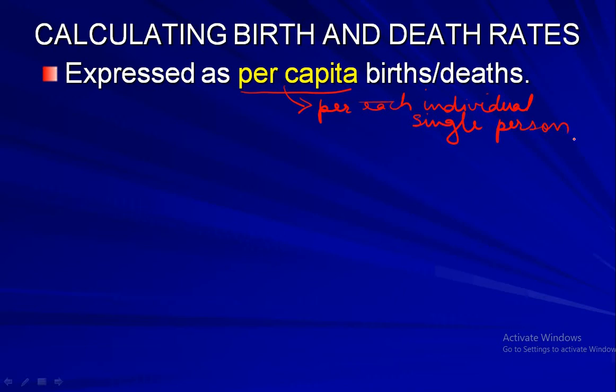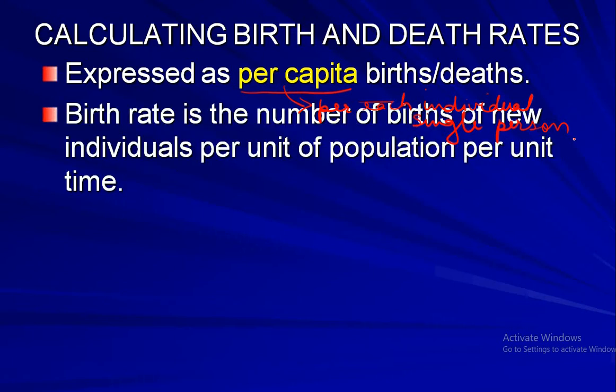Okay. Now, birth rate is the number of births of new individuals per unit of population per unit time.